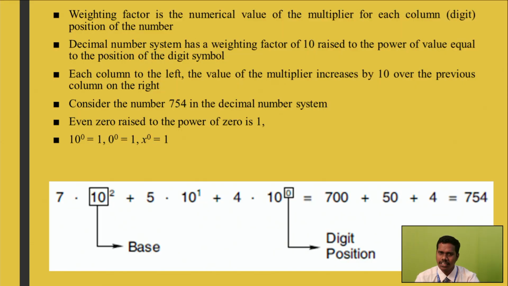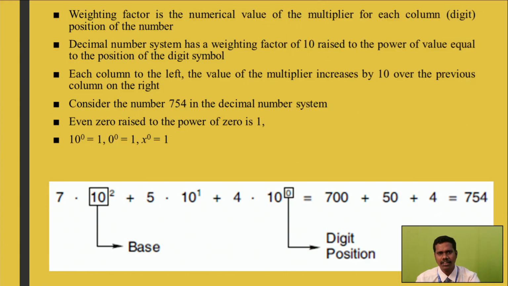The x value starts from 0 at the right-hand side, and we increase it one by one: 10 power 0, 10 power 1, 10 power 2, 10 power 3. Likewise we move from right to left. For example, we have the number 754. Here 4 has a weightage of 10 power 0. For the digit 5 we have a weightage of 10 power 1. For the value 7 we have a weightage of 10 power 2. So likewise we are moving from right to left.